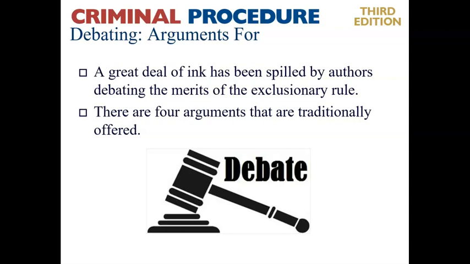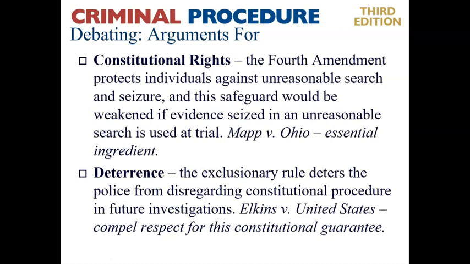So let's take a look at some of the arguments for the exclusionary rule. The first one would be constitutional rights, because the Fourth Amendment protects individuals against unreasonable search and seizure, and this safeguard would be weakened if evidence seized in an unreasonable search is used at trial. And this is the essential ingredient, if you will, in the Mapp versus Ohio case.